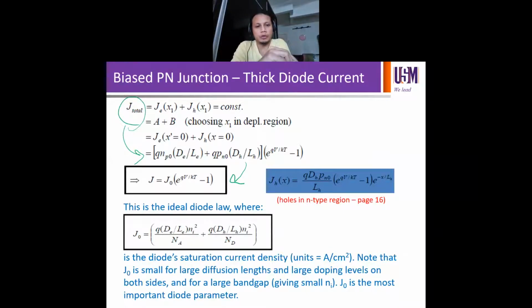And notice that the moment you summarize this equation into J equals J naught, J naught will actually be equal to this component, right? J naught will be equal to Q d over L n squared over NA plus the same thing for holes, right? So J naught is that. So what is J naught? Last time we have discussed that J naught is equal to leakage current.